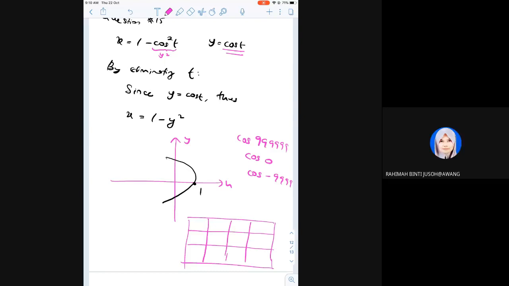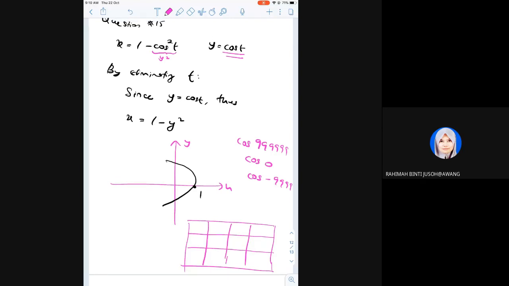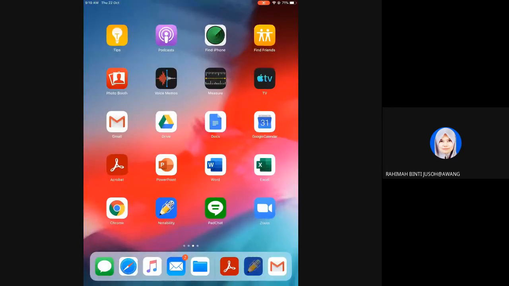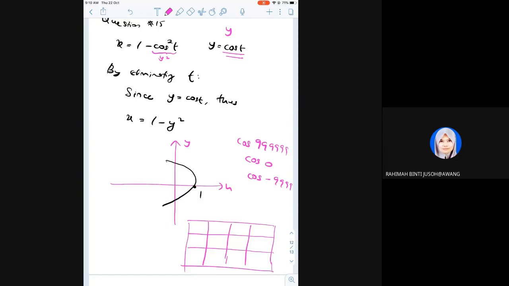Okay. You perasan tak? Untuk trigonometry function, kalau melibatkan cos dengan sin, nilai cos dengan sin tu tak boleh lebih daripada 1 dan tak boleh kurang daripada negatif 1. Faham tak? Bila y equals to cos t, dia mestilah negatif 1 hingga ke 1 je. Dia tak boleh lebih, walaupun you tekan cos infinity. You dapat perpuluhan tadi kan? Faham tak maksud saya?